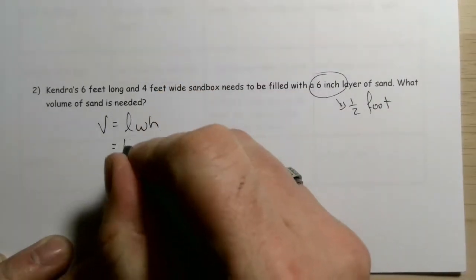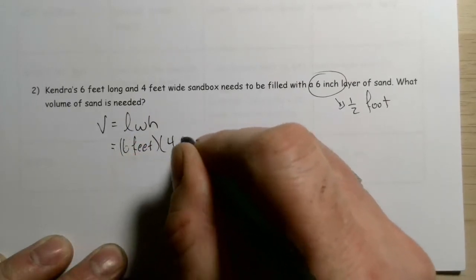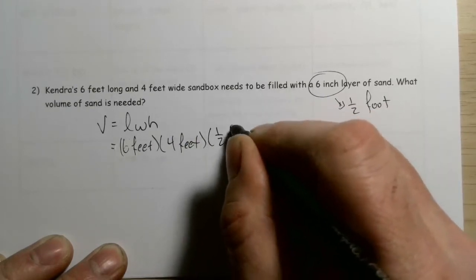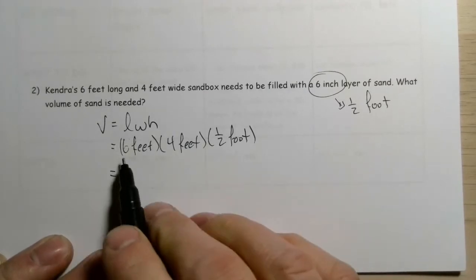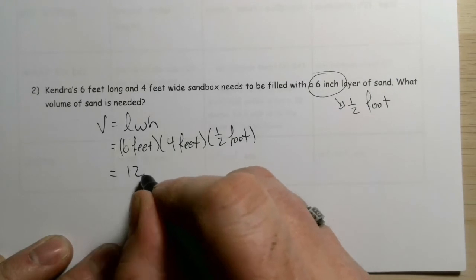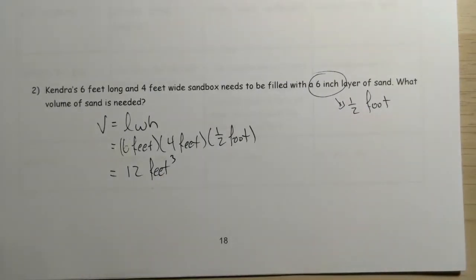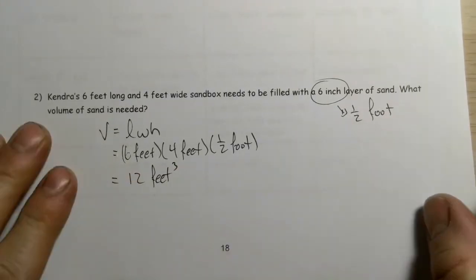Okay, so 6 feet for our length, 4 feet for our width, and then half of a foot for our depth here. And then 6 times 4 is 24, times a half is going to be 12. So this will be 12 cubic feet. Okay, that's how many cubic feet of sand Kendra will need.